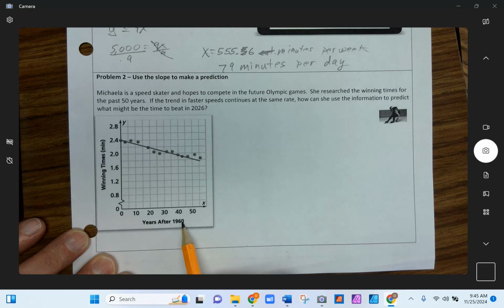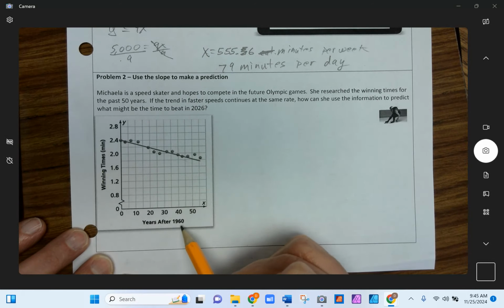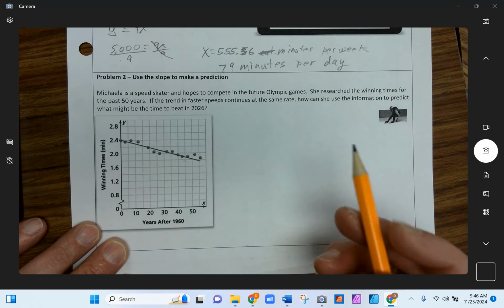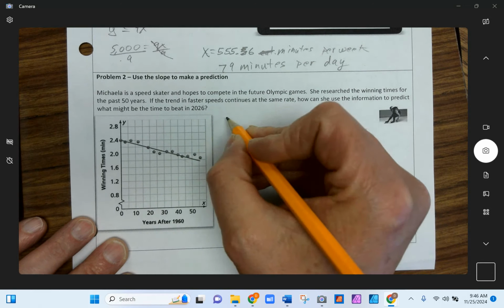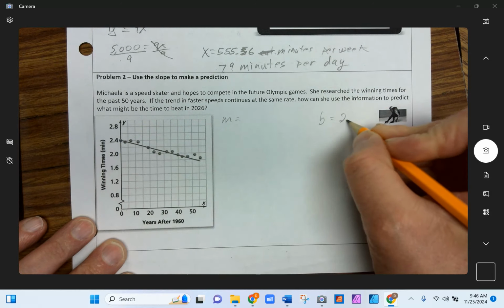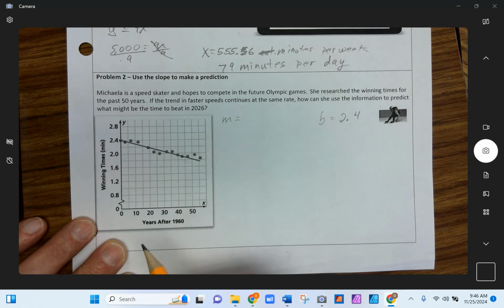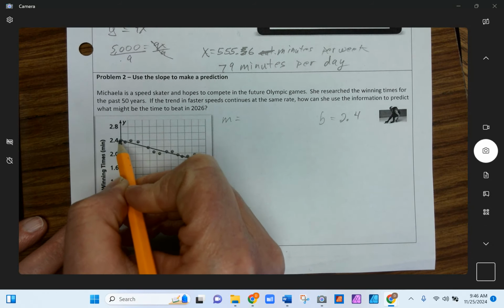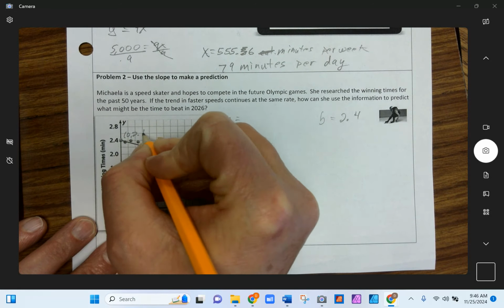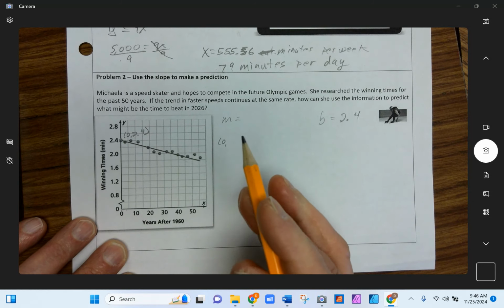So years after 1960, so that's our 0 right there. So years after 1960 to go to 2026 is 66 years. Okay. So we are going to figure out our slope and our y-intercept again. Our y-intercept is 2.4. It's really easy to figure out. Okay. And then our slope, let's figure out 2 points here that we can use. Let's use this one right here. Very easy. Let's do 0, 2.4. Okay, very easy to do a y-intercept right there.